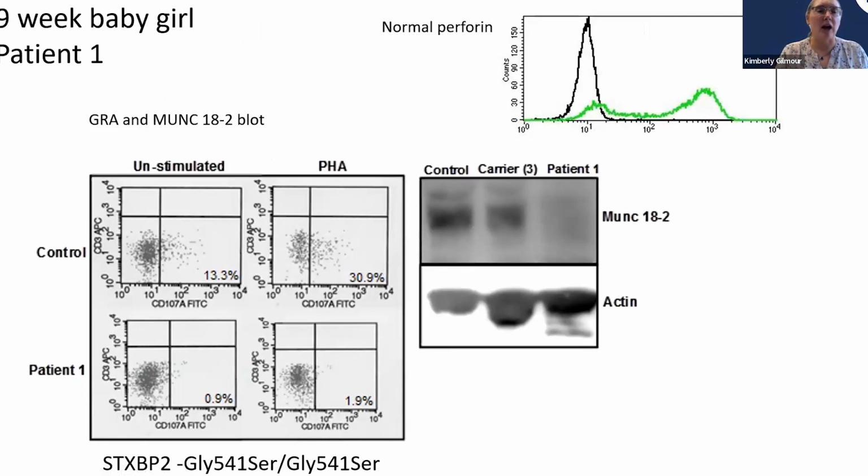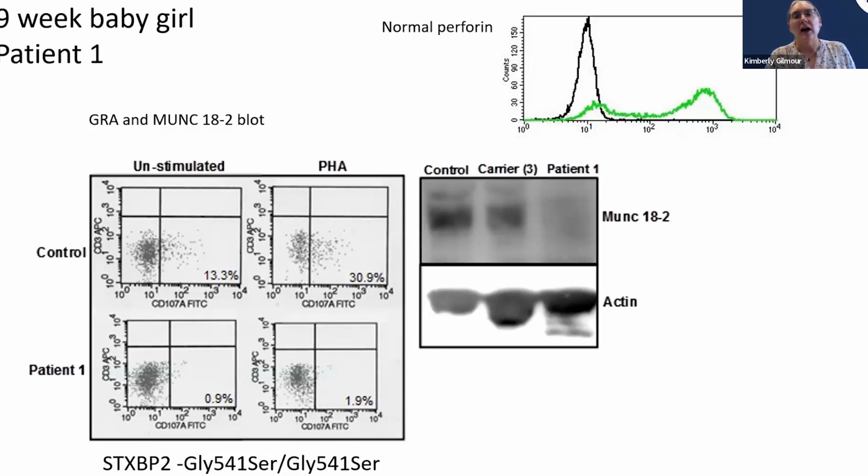However, we then did a granule release assay. And these are unstimulated cells that have some background degranulation. And we happened to stimulate ours with PHA. You can see good degranulation. So we go from 13% to 30%. However, in our patient, very little background degranulation. And when we stimulated the cells, they didn't do much. They didn't increase their degranulation. So we felt there was a defect. This was an abnormal granule release assay.